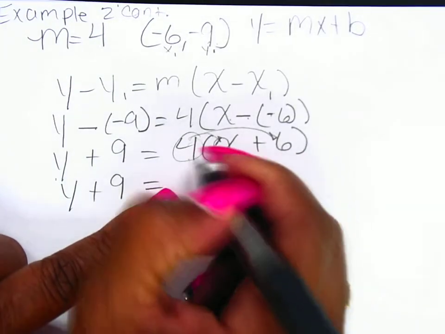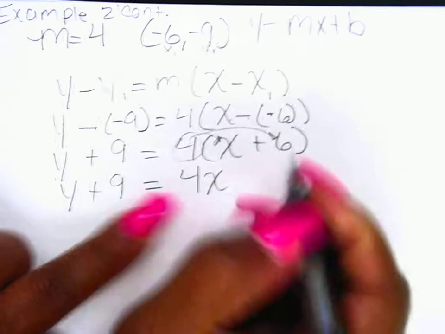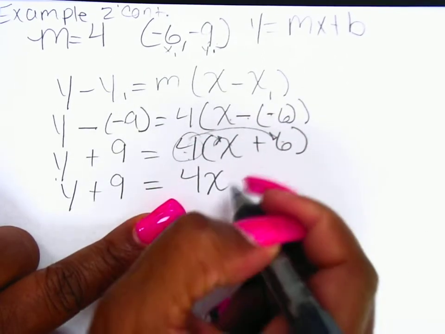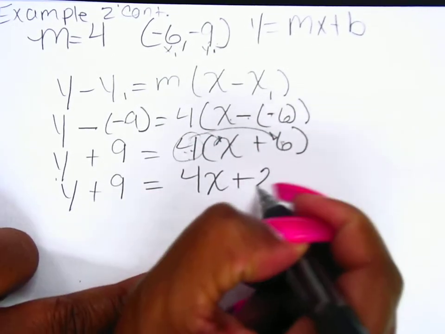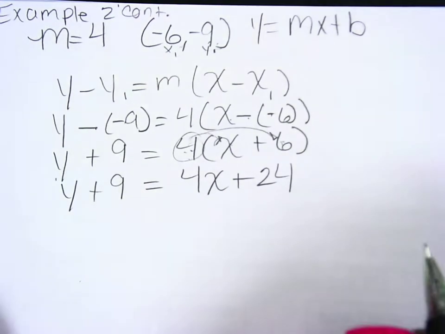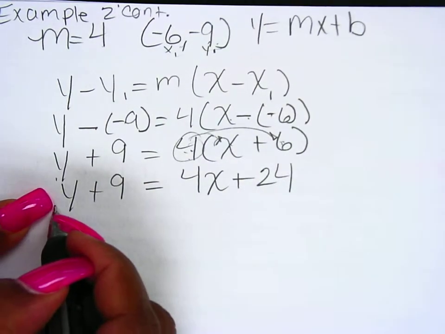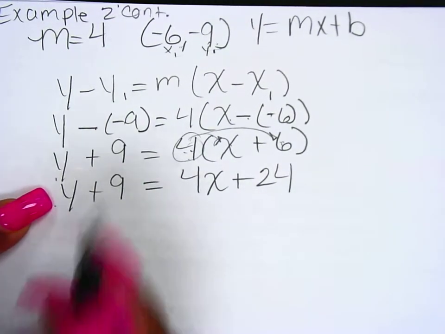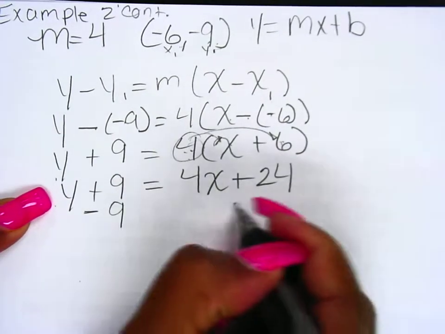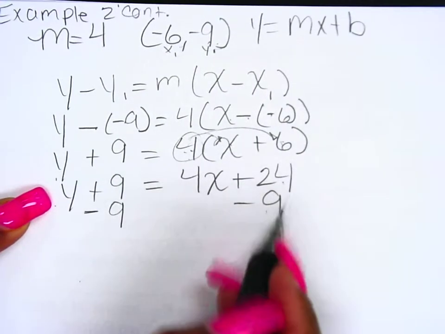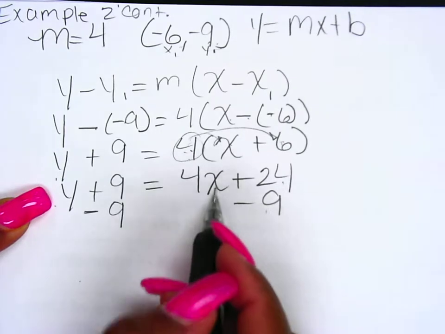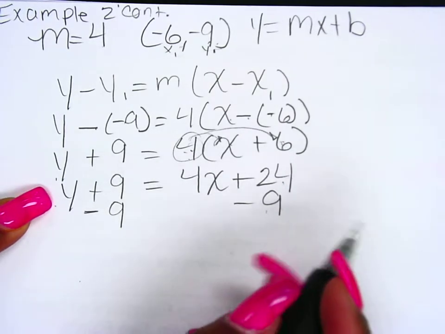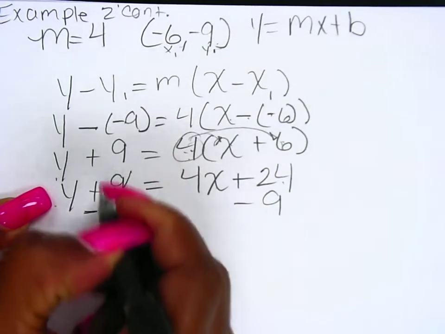So distribute the 4. You get 4 times x is 4x plus, both of these numbers are positive, so put a plus. 4 times 6 is 24. Now I still don't have the y by itself. What do I need to get rid of? There you go. Subtract 9 from both sides. The 24 and the negative 9 are like terms. Do not mess with 4x. And the 9 and its inverse sum to 0.